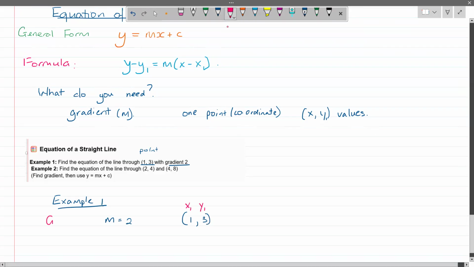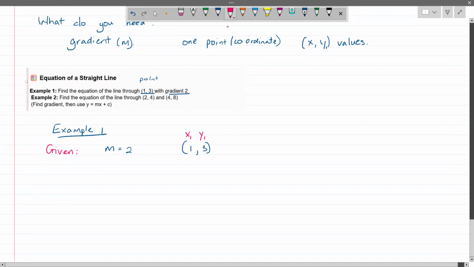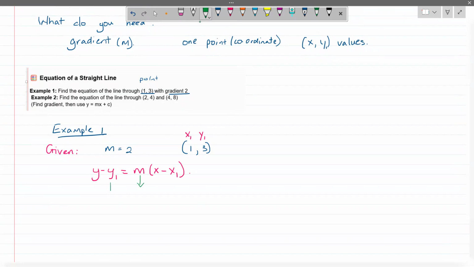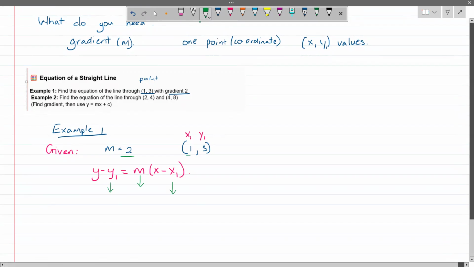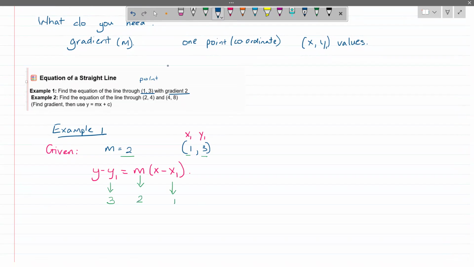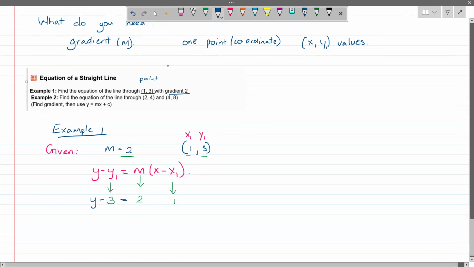So we always start these type of questions by writing what we're given. Once we have what we're given, we could then put our formula. So the formula is y minus y1 is equal to m into x minus x1. And then we could substitute those values inside of here. We have 3 values that we could substitute: m, x1, y1. So y1 is going to be 3, m is going to be 2, x1 is going to be 1. And then we could put everything back in the formula as we see it here.